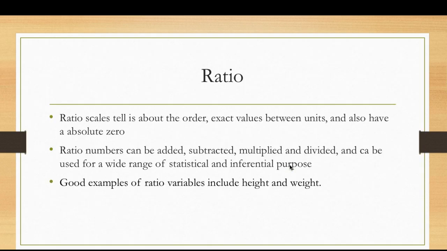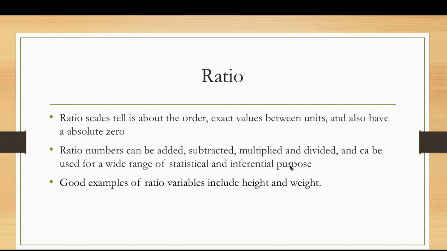Ratio scales. Ratio scales are the ultimate nirvana when it comes to measurement scales because they tell us about the order, they tell us about the exact value between units, and they also tell us about absolute zero, which allows for a wide range of both descriptive and inferential statistics to be applied. At the risk of repeating myself, everything above about interval data applies to ratio scales, plus ratio scales have a clear definition of zero. Good examples of ratio scales include height and weight.